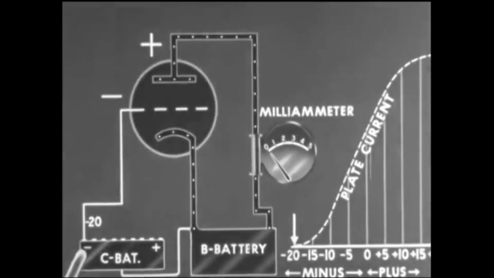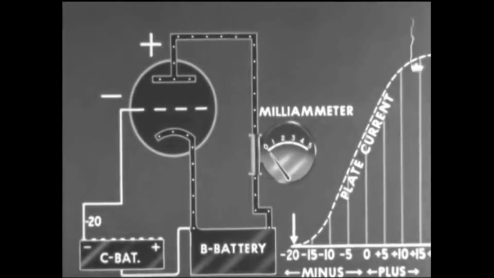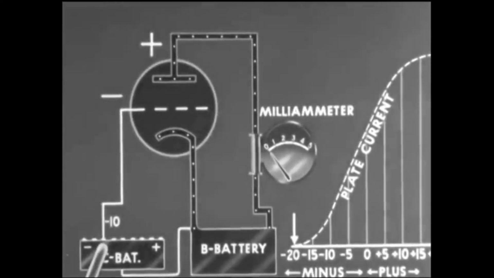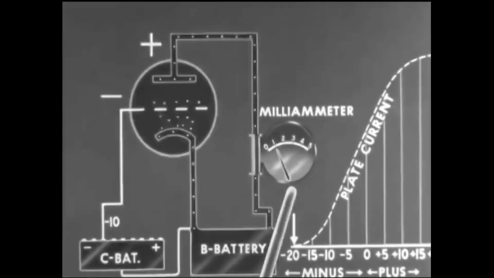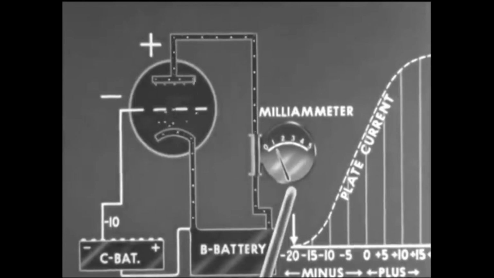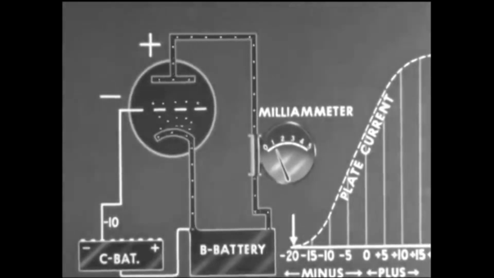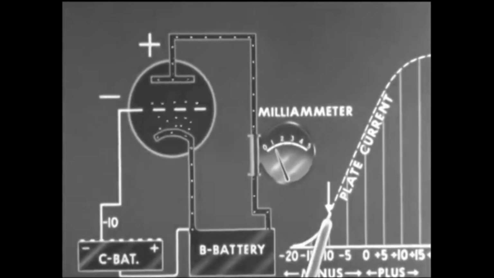The C battery is impressing a minus 20 volts upon the grid. Both the milliammeter and the chart represent no plate current flowing. A grid bias of minus 20 is the cutoff bias of this tube. Now, if we change the grid bias to a minus of 10 volts, the milliammeter indicates 1 unit of current flow in the plate circuit. The arrow on the plate current graph moves up a corresponding distance.